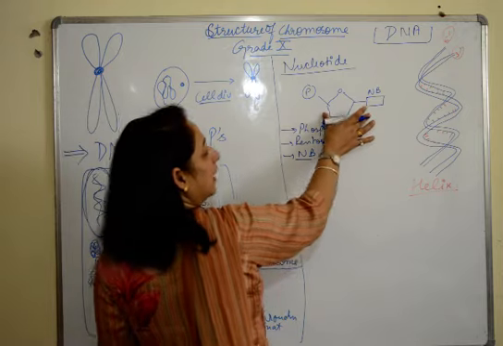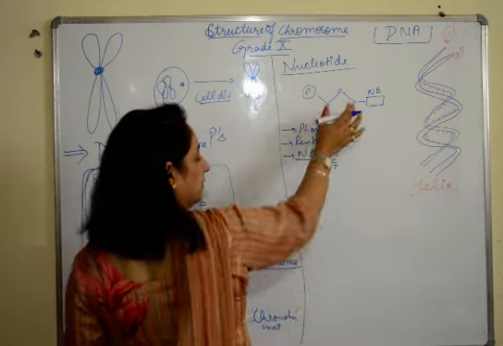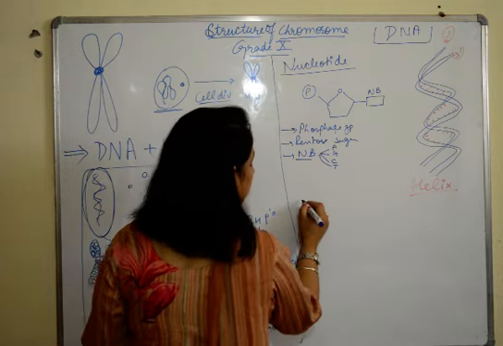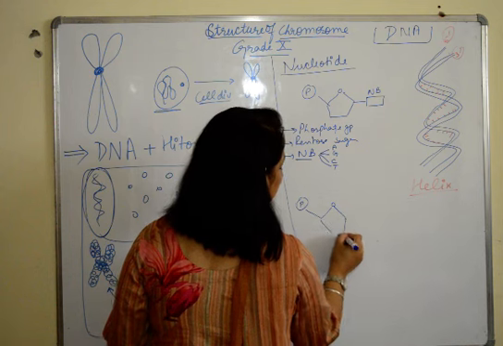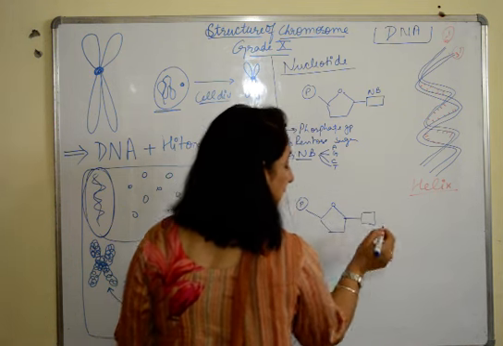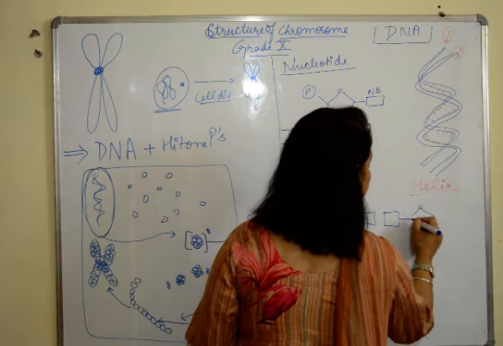Now, if this is one nucleotide, we have to have another here, because here we have drawn it as a pair. So how are they present? This is the phosphate group. Then we have the pentose sugar here, and the nitrogenous base. Another nucleotide will be placed parallelly here.